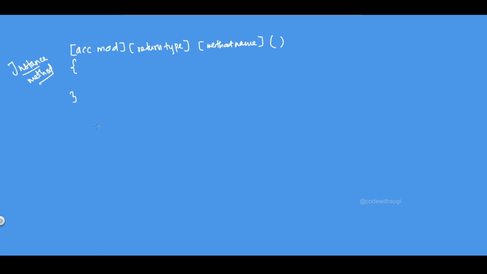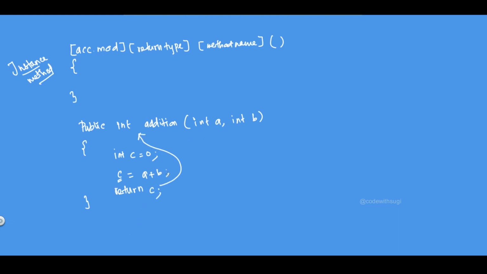So with the help of this, if we try to create a method, then the method will be like this. I will take access modifier as public and return type as integer. Then the method name is addition. I will pass two arguments here to perform addition. So here you can say integer c equal to 0, then c equal to a plus b, and then return. See, here we are adding two integer values.